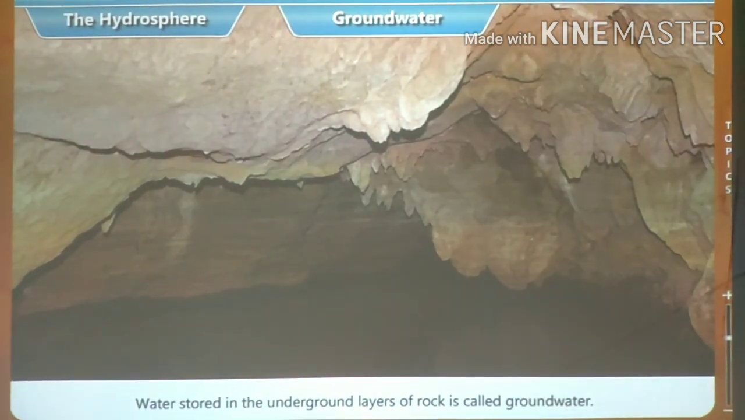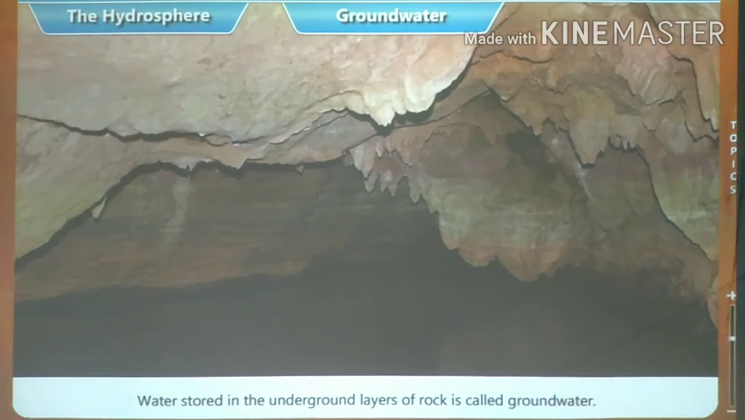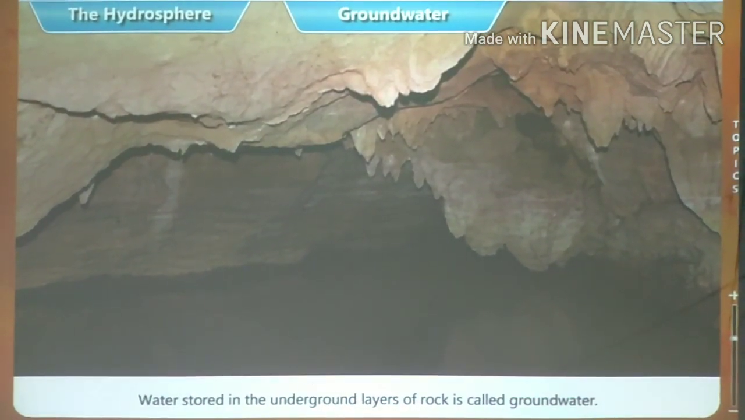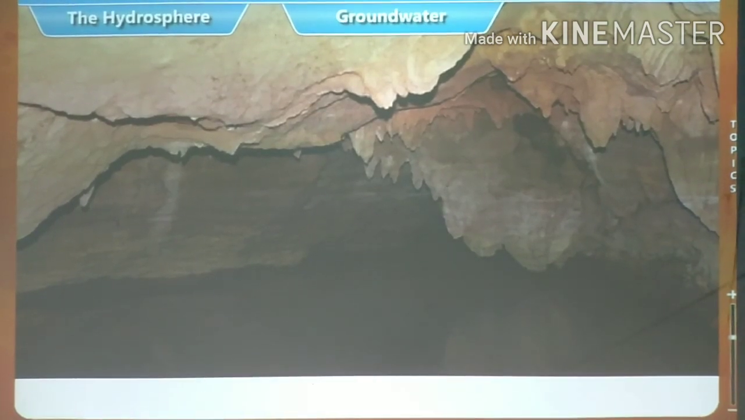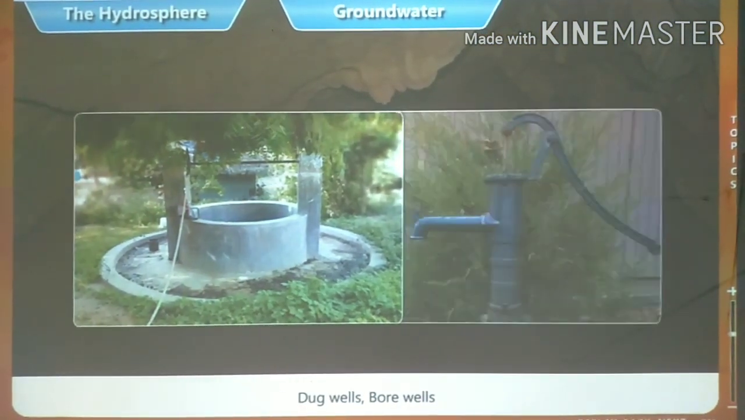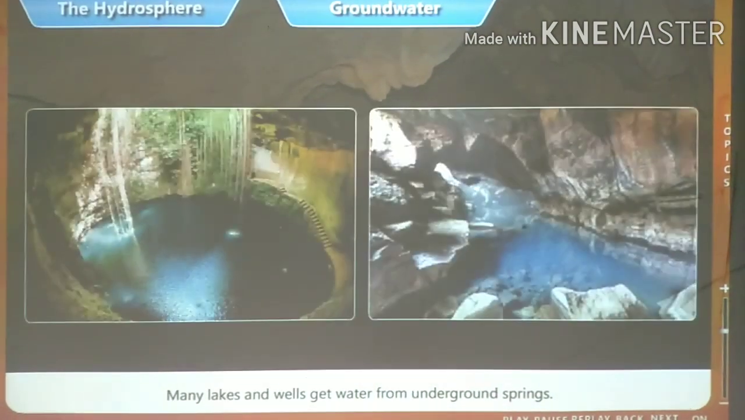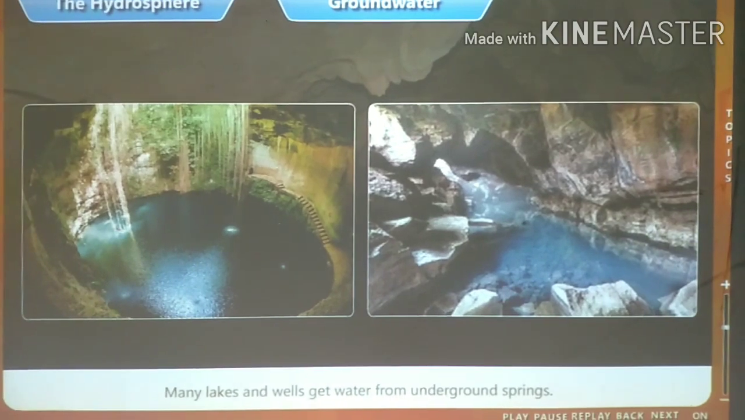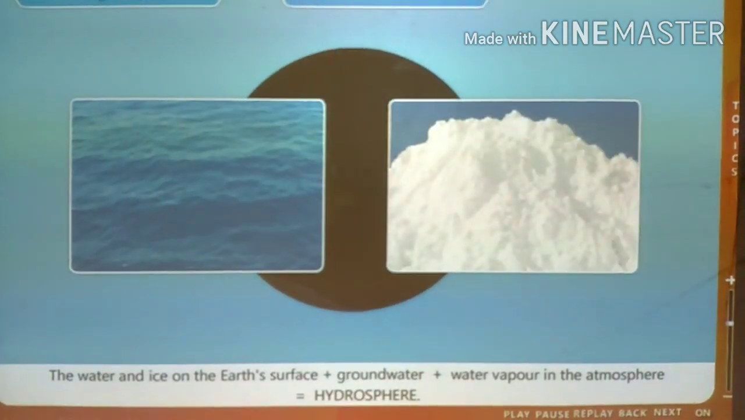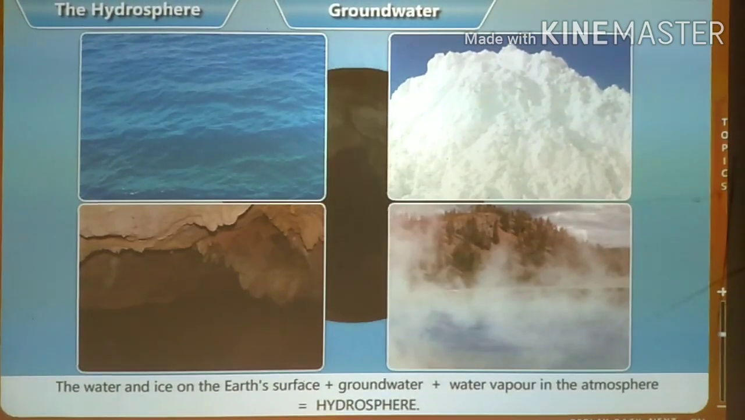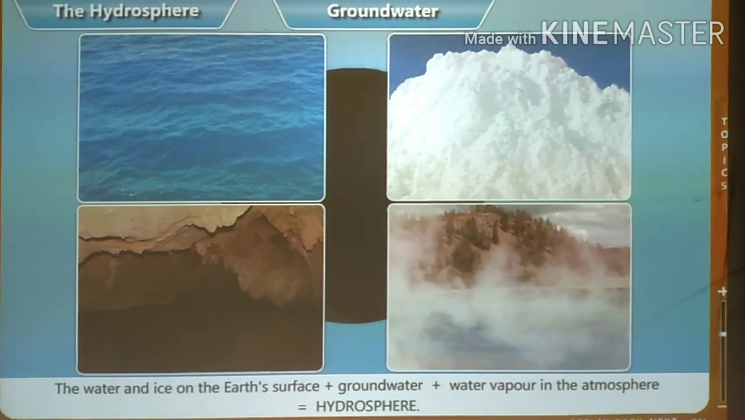Groundwater. Besides these water bodies on the Earth's surface, there is a lot of water stored in the underground layers of rock. It is called groundwater. We reach it by means of dug wells and bore wells. Many lakes and wells get water from underground springs. The water and ice that occupies the Earth's surface, groundwater, and the water vapor in the atmosphere together form the Earth's hydrosphere.